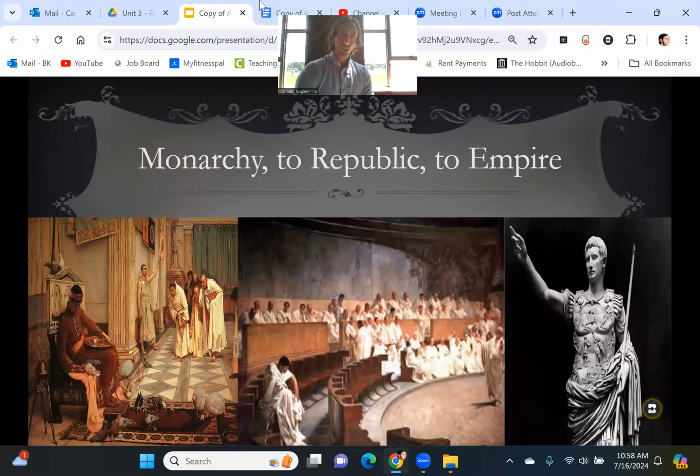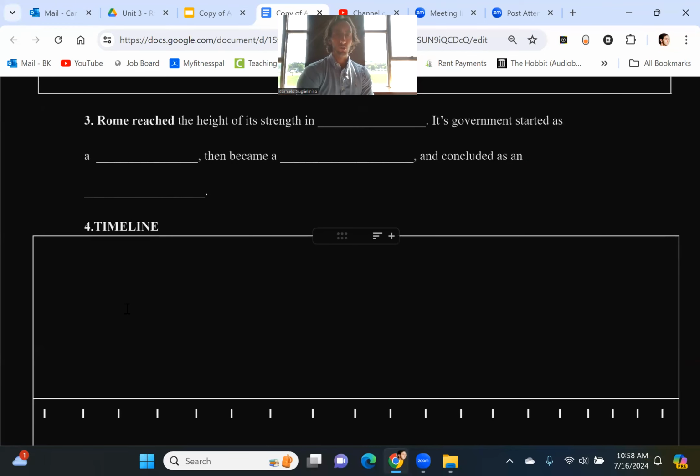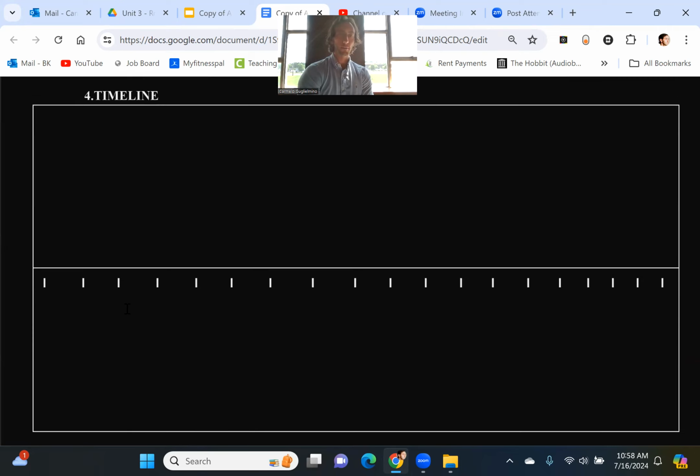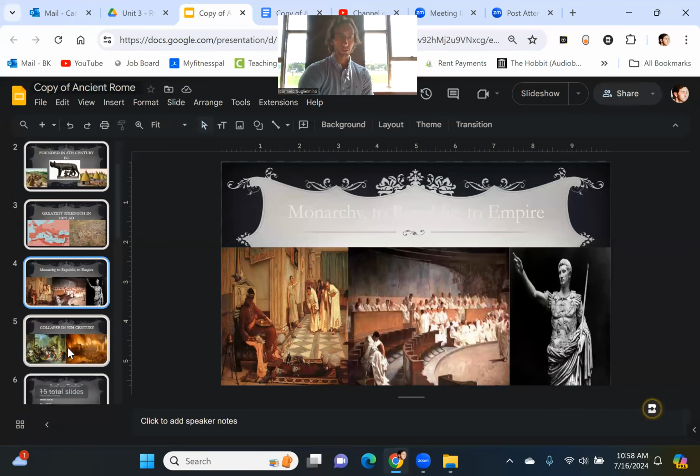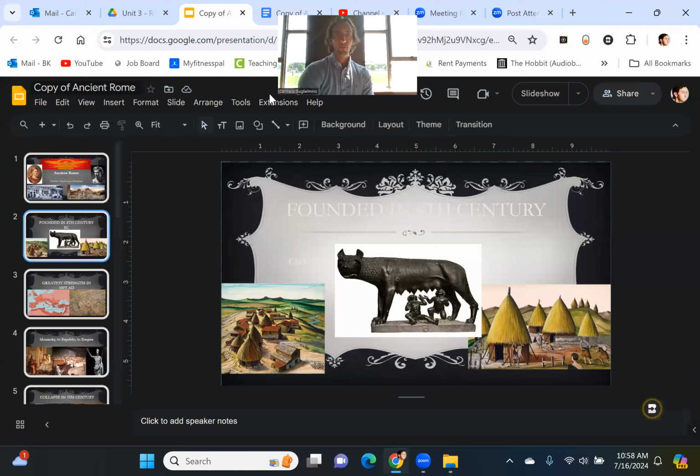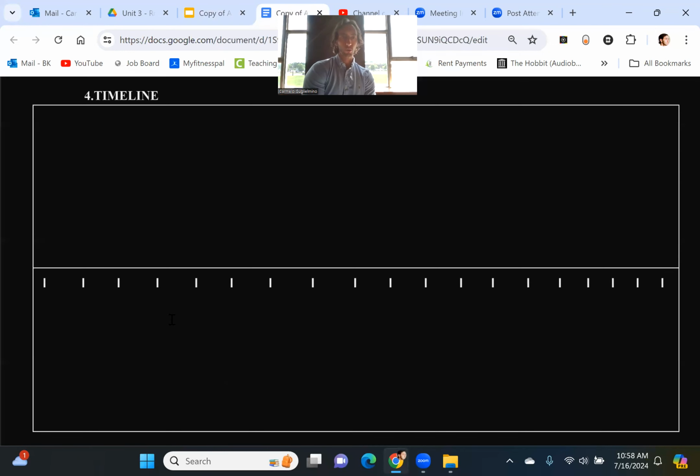Now, to look back at the notes real quick, I want to take a look at the timeline before we go through this particular section on the monarchy. For the first part of the timeline, you should mark the beginning of the civilization in the 8th century. If we want to count these out, there's about 19 of them. So we say this first one is going to be the 8th century BC. So 8, 7, 6, 5, 4, 3, 2, 1.